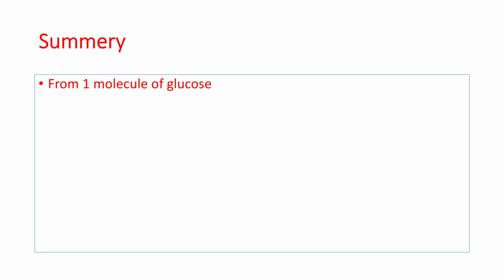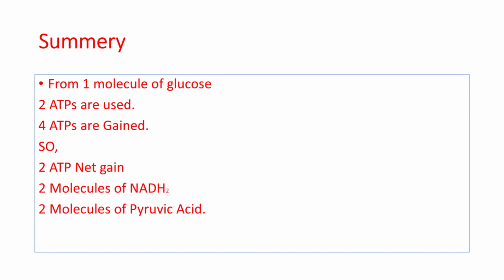Let's see the summary from a single glucose by glycolysis. 2 molecules of ATP are used, in return 4 ATP are obtained, hence we will get a net profit of 2 ATP. Moreover, we will also get 2 molecules of NADH2 and pyruvic acid.